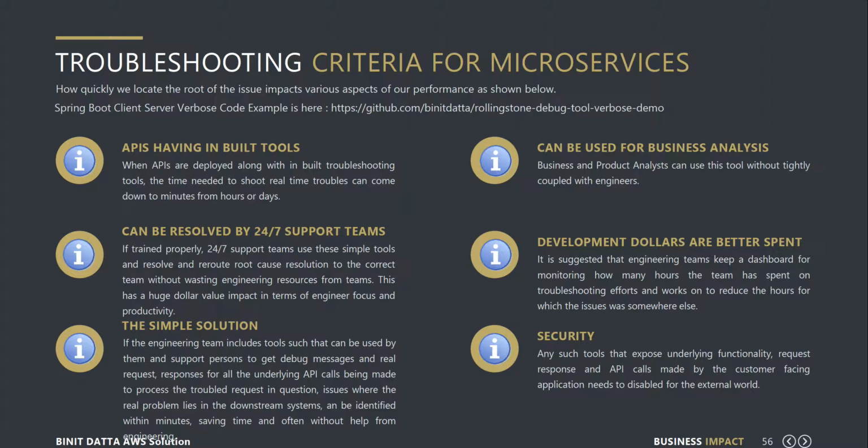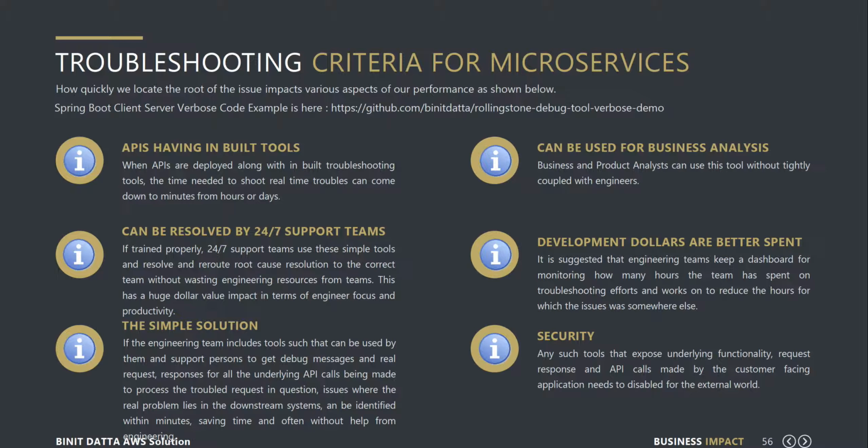Can be resolved by 24/7 support teams. If trained properly, 24/7 support teams use these simple tools and resolve and reroute root cause resolution to the correct team without wasting engineering resources. This has a huge dollar value impact in terms of engineer focus and productivity. The simple solution: if the engineering team includes tools that can be used by the team and support persons to get debug messages and real request response for all the underlying API calls being made to process the troubled request in question, issues where the real problem lies in the downstream system can be identified within minutes, saving time and often without help from engineering.